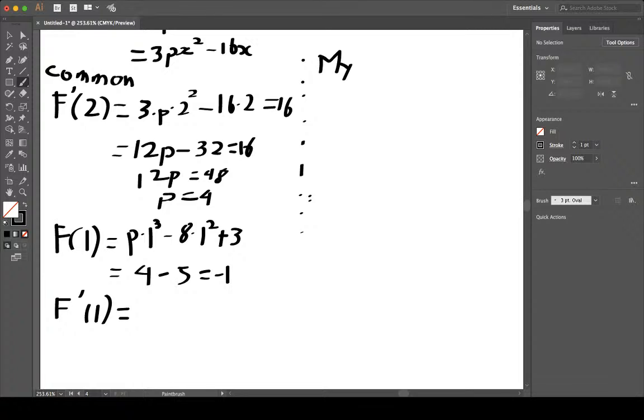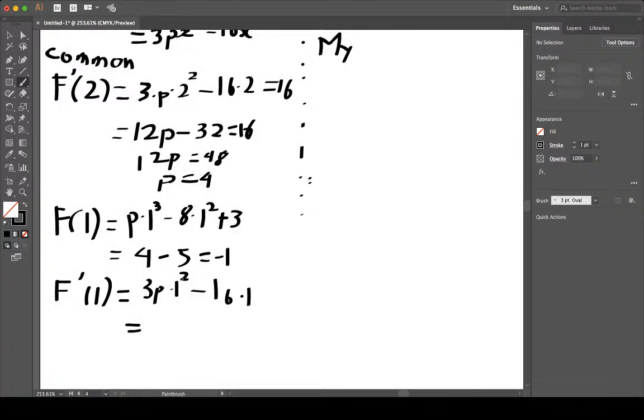So we have 3p times 1 squared, subtracted by 16 times 1. This would equal 3 times 4, that's 12, subtracted by 16. This would be negative 4.